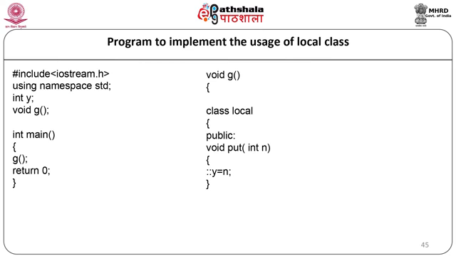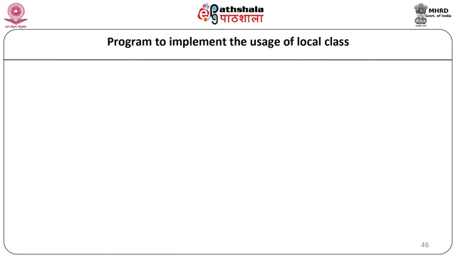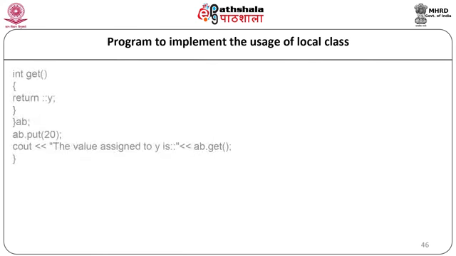Now, we are going to declare the function g as void g() with opening and closing brackets and starting braces for the function. Inside this void function, we are going to declare the class local, opening braces. In public section, we are going to write a member function void put(integer n). Here we are going to access the value of y, which is a global variable, using the scope resolution operator, so ::y is equal to n, our member function will end. Now, we will have one more member function integer get. Here we are going to return ::y and the member function will end, and our class will end.